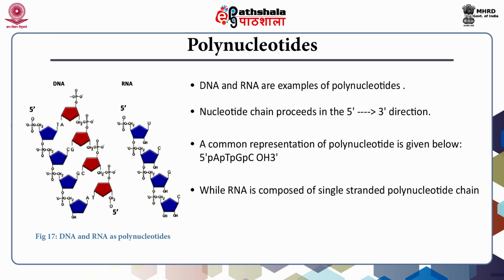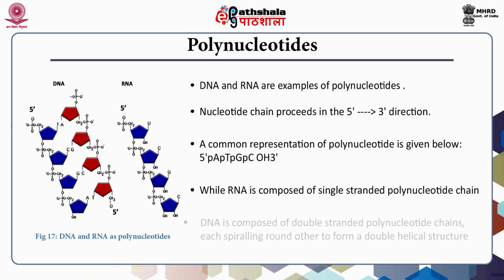While RNA is single stranded, DNA is double stranded and contains two such polynucleotide chains. These chains spiral around each other to form a double helical structure. The two chains in the double helix are held together by hydrogen bonds by complementary base pairing on different chains.